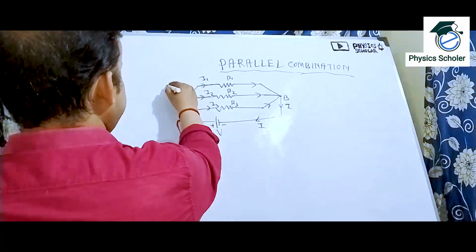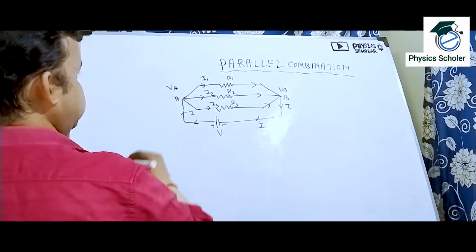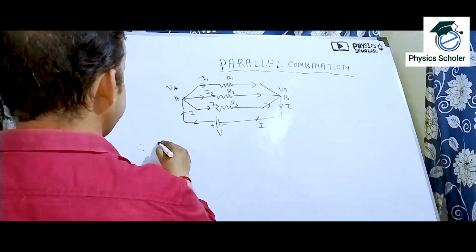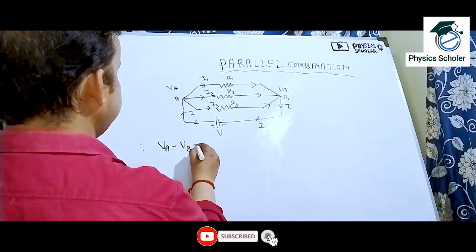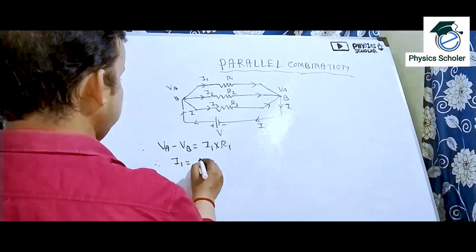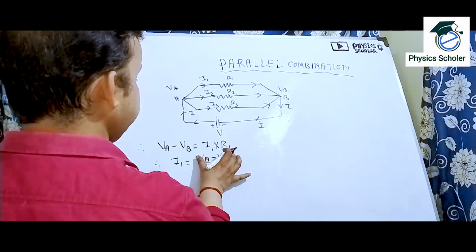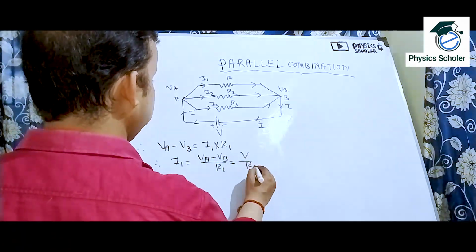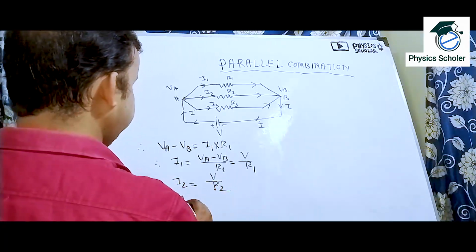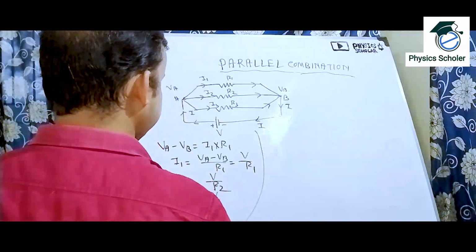Here it is VA and here it is VB. Now what happened? Here VA minus VB is equal to what? I1 into R1. So I1 is equal to VA minus VB by R1. VA minus VB is nothing but V. So I1 is V by R1. Similarly, I2 is equal to V by R2, and I3 is equal to V by R3.